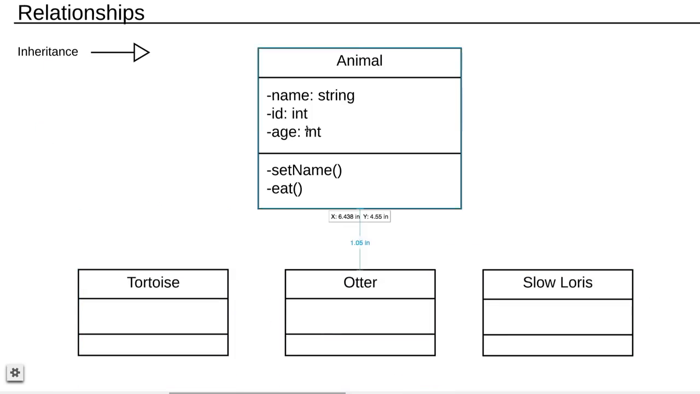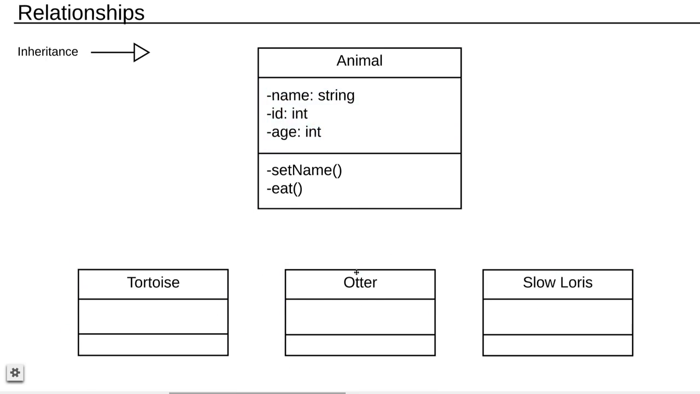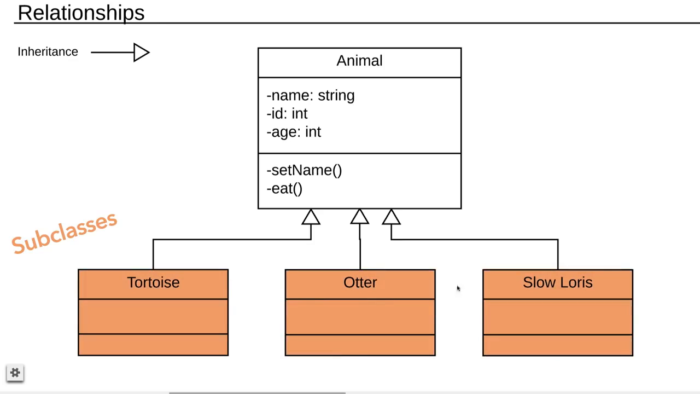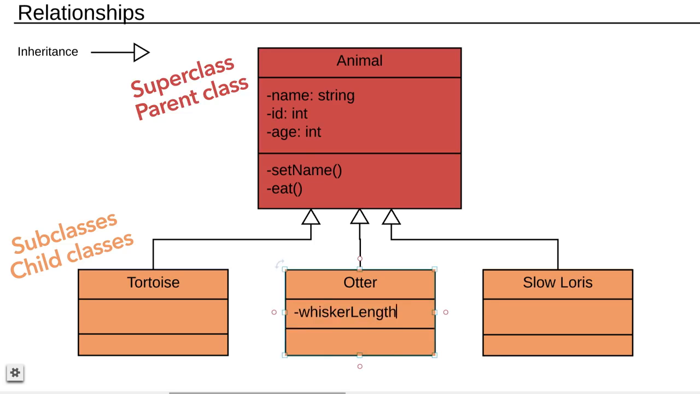Now instead of duplicating attributes for name, ID, and age, we can make these classes into subclasses of the animal class by drawing open arrows like this. This is an inheritance relationship. We're saying that these subclasses inherit all the attributes and methods of the superclass. You could also use the terms child and parent class. So our otter class is going to inherit the attributes of name, age, and ID. And then we could add an attribute specific to otter like whisker length.